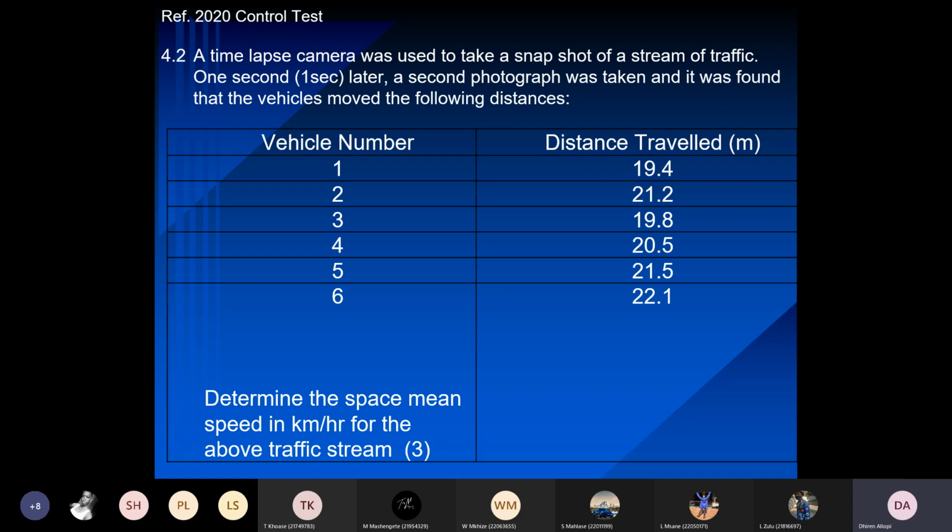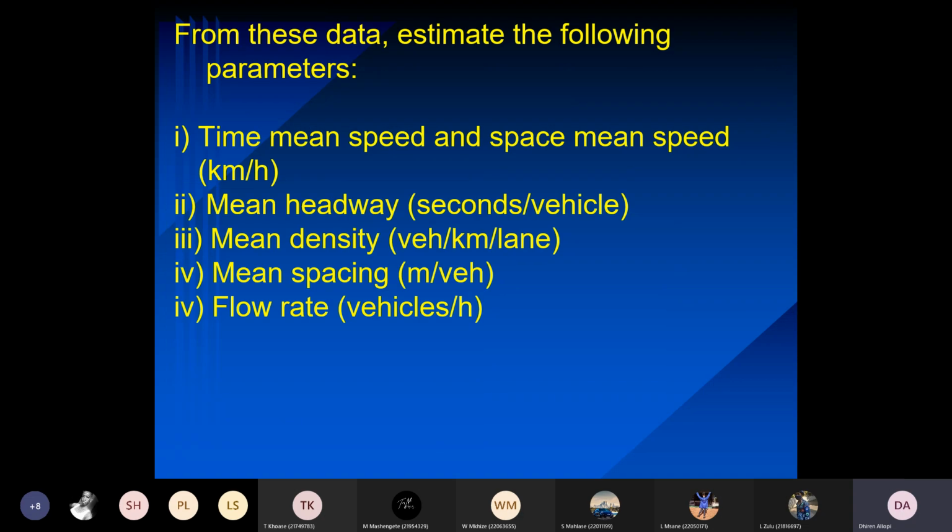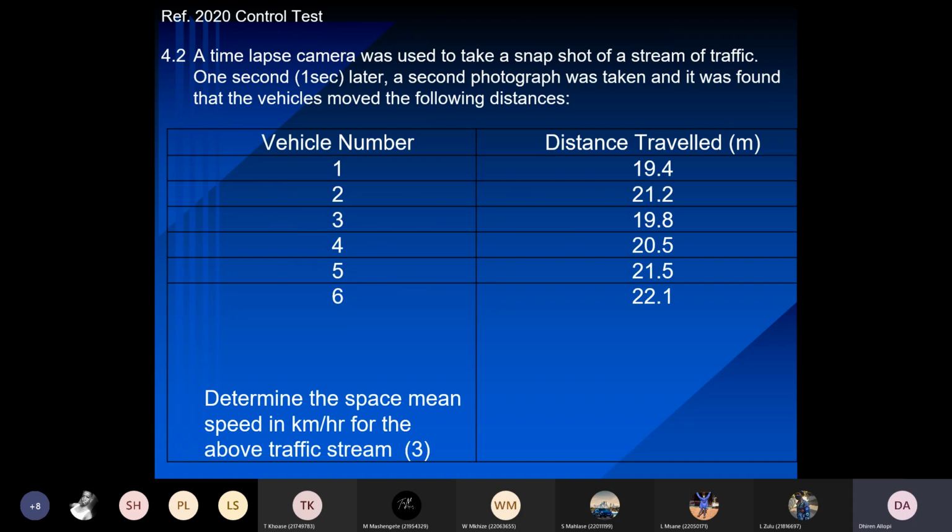Take note of those few points and then utilize your tutorial period now, firstly, to tackle this short question and then log on to Moodle and look at a question there. You will find a question there similar to the one we've done, where you are estimating the time mean speed, space mean speed, mean headway, density, spacing, and flow rate. So work on those two, okay? And I think that's about it that I want to say for today.